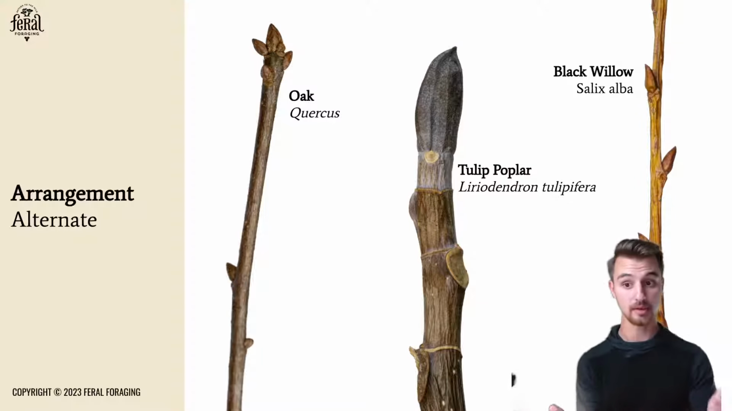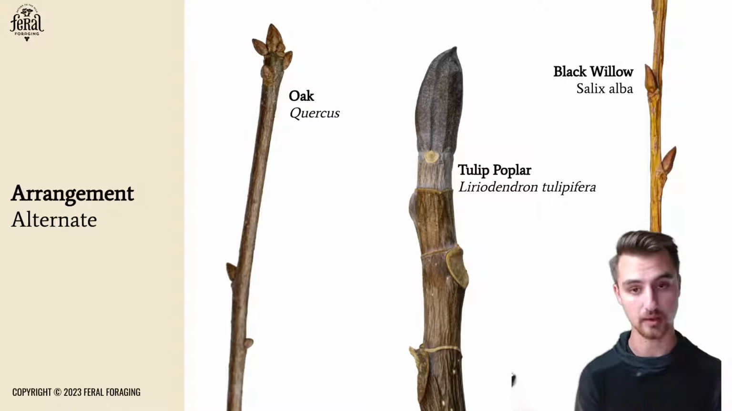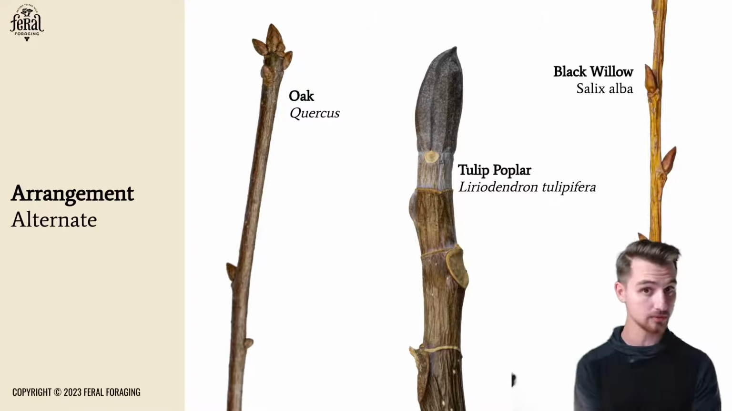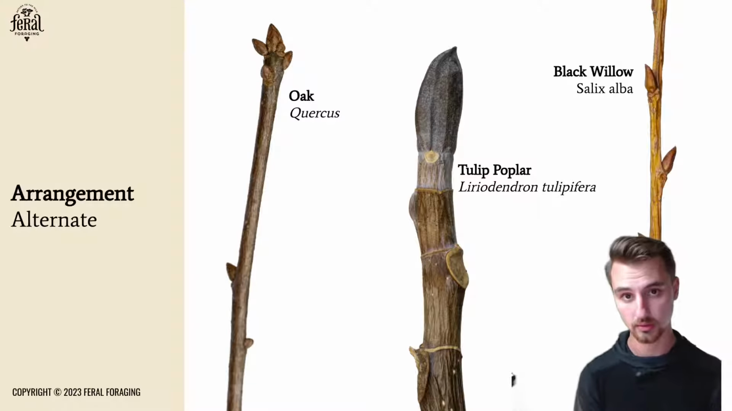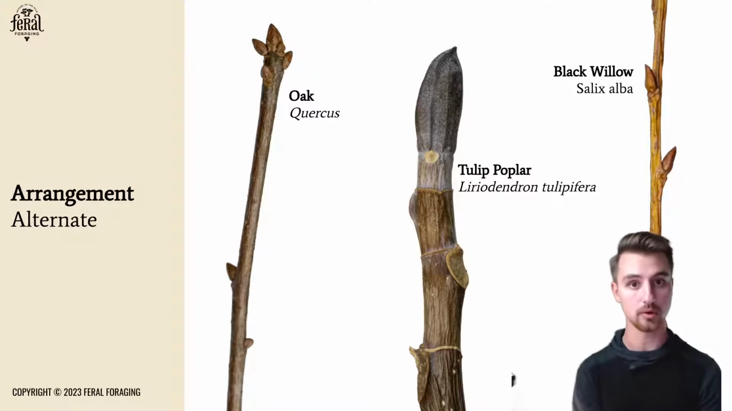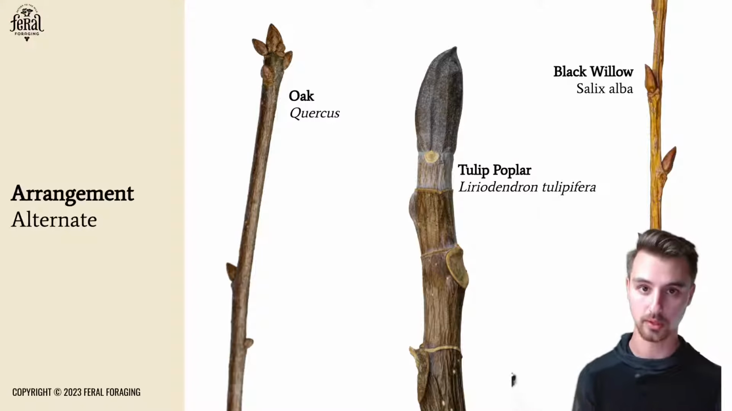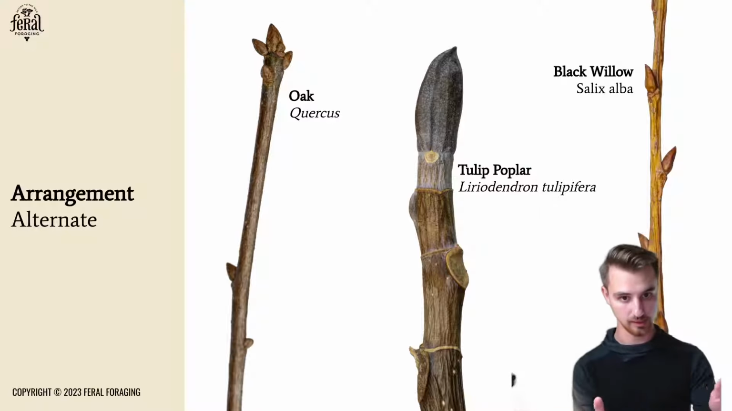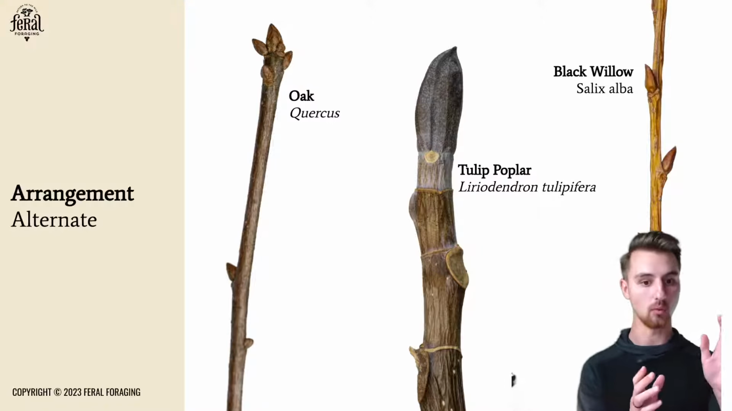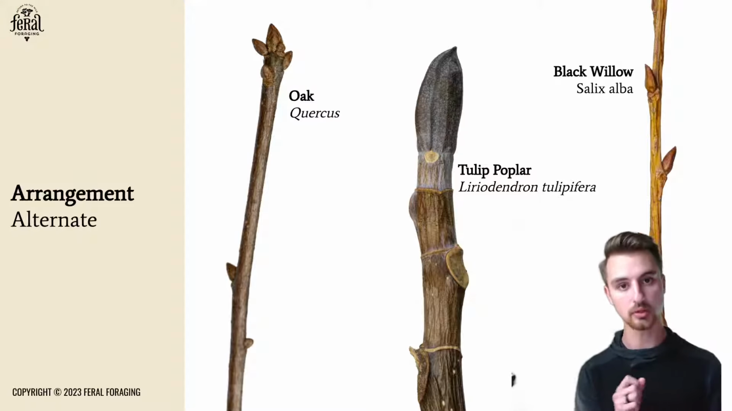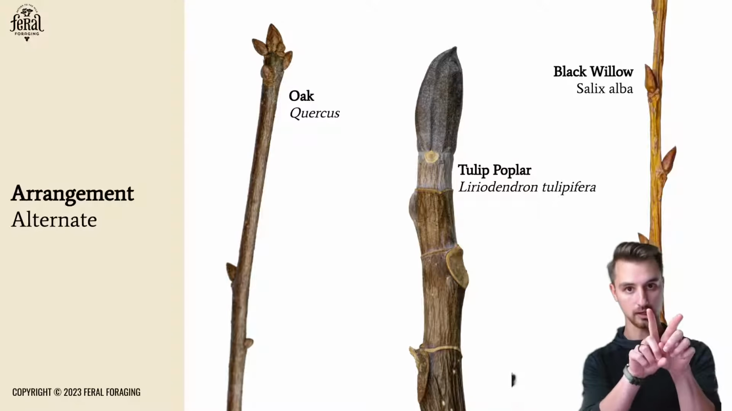Okay, so some examples of trees with an alternate arrangement would be oak, any member of the genus Quercus, tulip poplar, that's Liriodendron tulipifera, and black willow, which is Salix nigra. You can see clearly that they all have one bud per leaf node. There are never two that are occurring at the same spot.